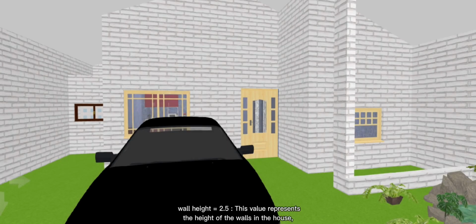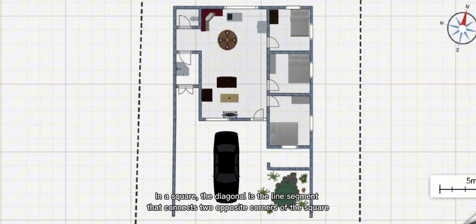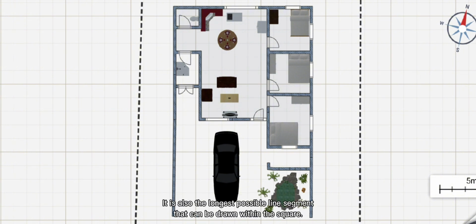Wall height equals 2.5. This value represents the height of the walls in the house, which is given as 2.5 meters. The wall height is the vertical distance from the floor to the top of the walls. In a square, the diagonal is the line segment that connects two opposite corners of the square. It is also the longest possible line segment that can be drawn within the square.